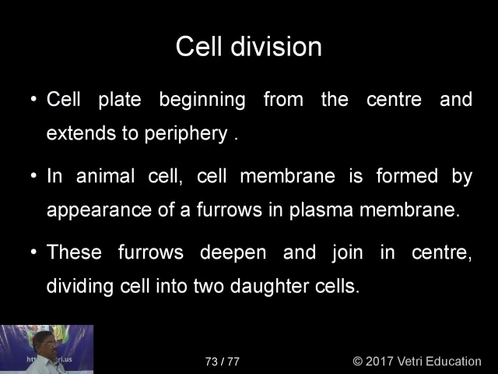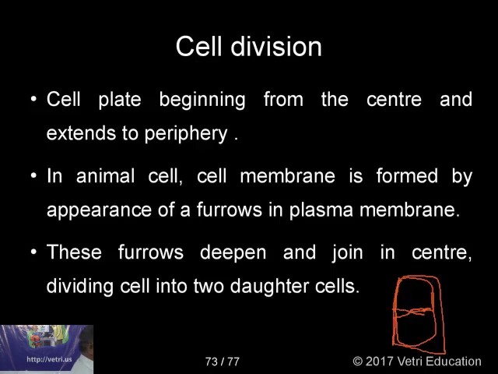Whereas in animal cells, the cell plate is formed in furrows in the periphery, in the plasma membrane, and these furrows deepen and join in the center. So in animal cells, a furrow appears in the plasma membrane from the periphery, and it enters towards the center. So formation from periphery to the center is centripetal wall formation, which you can find in animal cells.